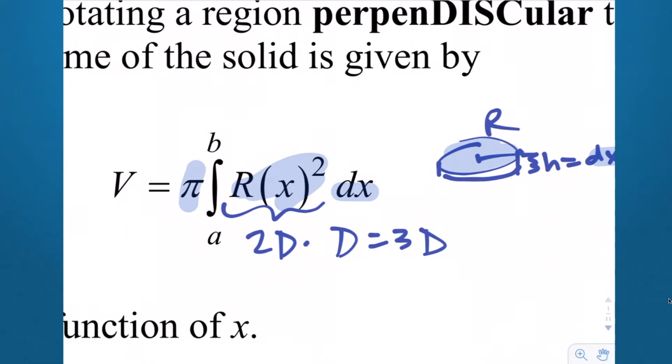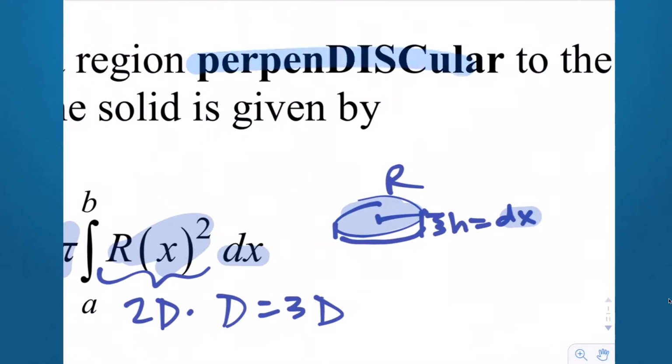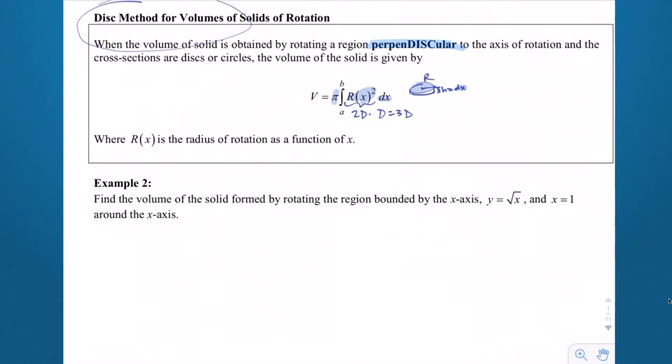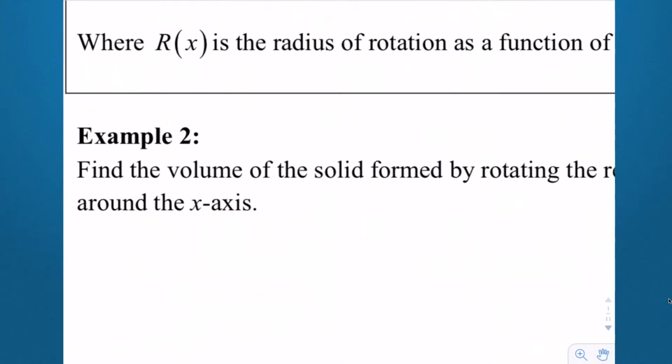All right, so when are we going to use this? Again, the mnemonic was, instead of perpendicular, you say perpendicular. And that tells you how you're going to be slicing it in relation to the axis of rotation. So here's an example that's more typical. Find the volume of the solid. So there's a volume. And by the way, volume, just like area, has to be what? What type of number? Positive, yeah.